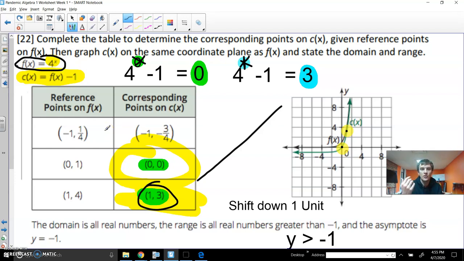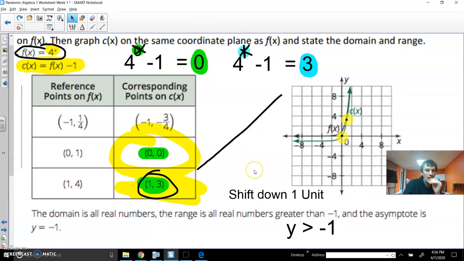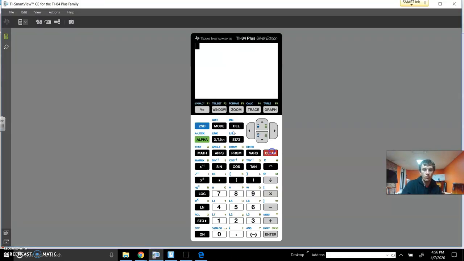So because you're subtracting 1, it means all of the output is below the original graph by 1. So we see this original graph, and basically what it looks like is that whole graph is just shifted down 1 unit. And it's going to ask us some other questions about domain and range and all that. Well, I want to go to a graphing calculator and just explore this with you for the last few minutes of this video.